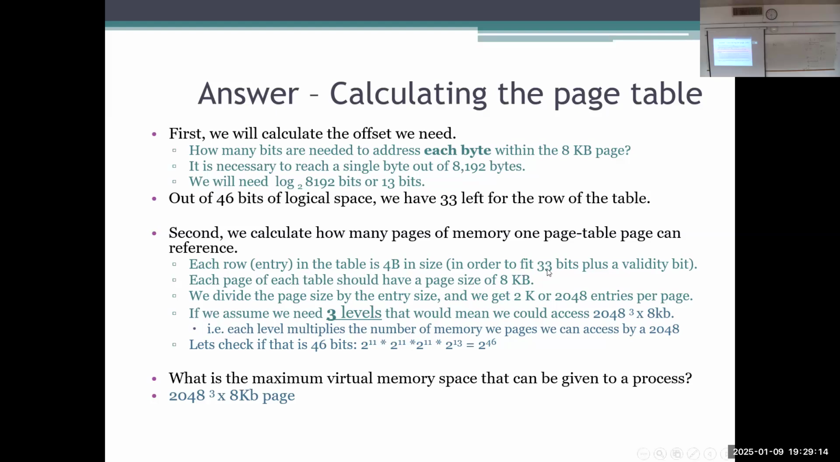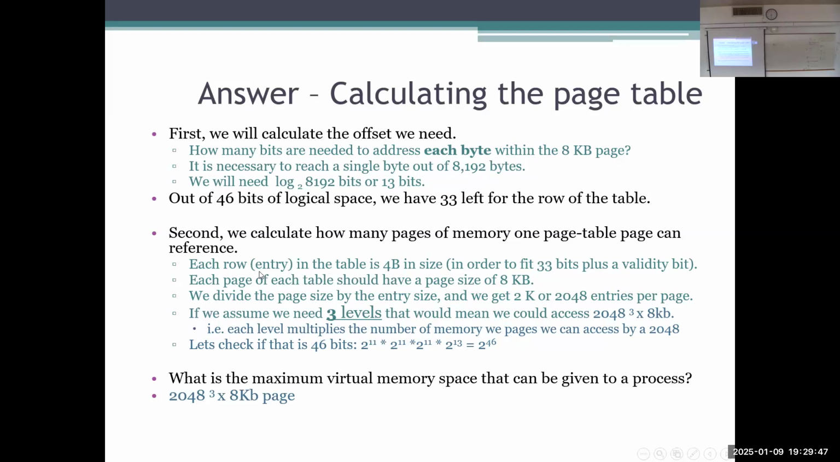Alright, let's imagine that somehow we could squeeze 34 bits into 32 bits. Why is this not a problem? The bottom thing says 2 to the power of 11 times 2 to the power of 11 times 2 to the power of 11, so it's gonna be 11, 22, 33. It says 33 bits, plus the validity bit.